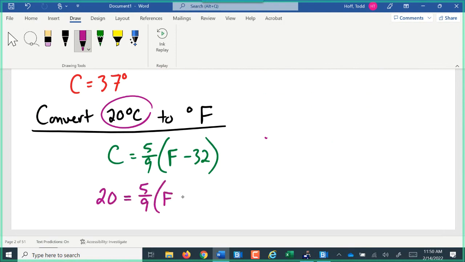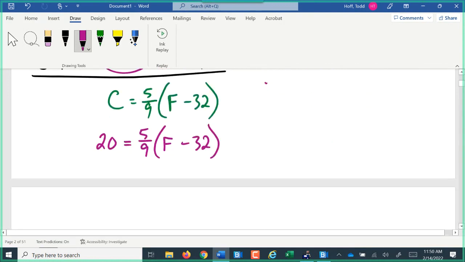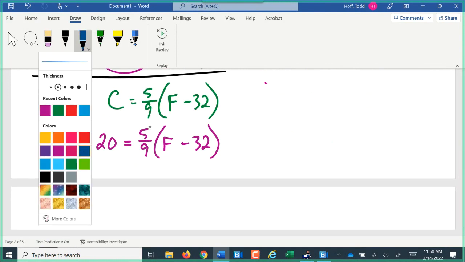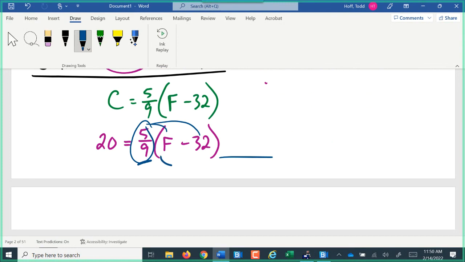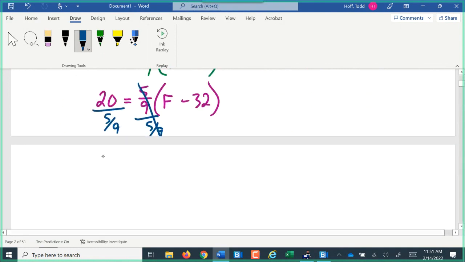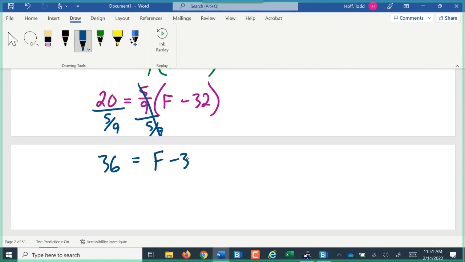And now this becomes an equation that we are going to solve, just like we did last week. What we did last week when we ran into something like this was distribute the 5/9 through the parentheses. But since there's nothing else on the right side of the equation, everything on the right side is being multiplied by the 5/9. So rather than distributing it, we could just divide by 5/9 and cancel it out. Now 20 divided by 5/9 is 36. On the right side, the 5/9 has disappeared. We just have F minus 32. I don't need the parentheses anymore because the multiplication is gone.